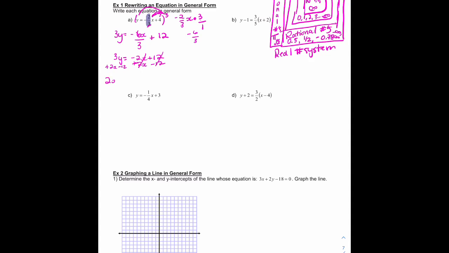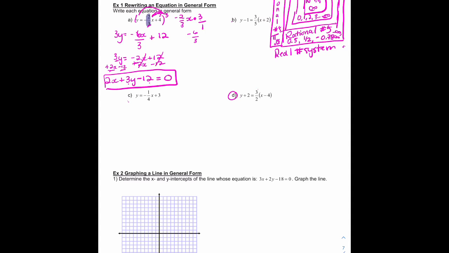Then on the left-hand side, I have 2x plus 3y minus 12. So I just rewrote it leading with the 2x, keep the y in the middle, and the constant, the negative 12, goes in last. That is general form. So B and C can be integers. A has to be a whole number. All right, if we take a look at D, I'm going to skip B because my real number system is in the way. And C is very similar to A, so let's try D.